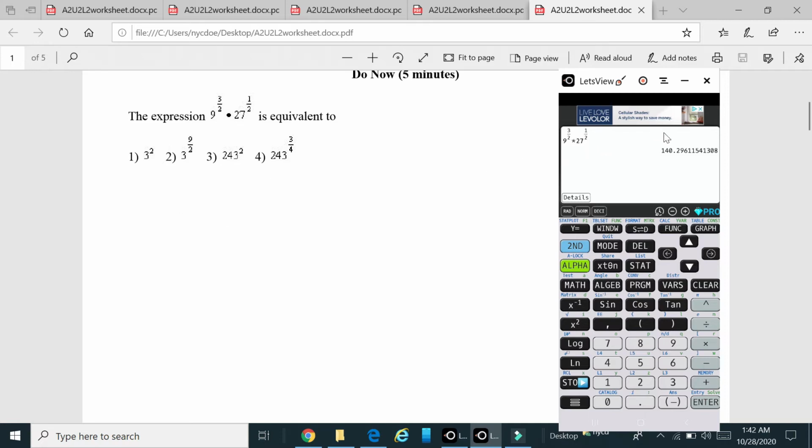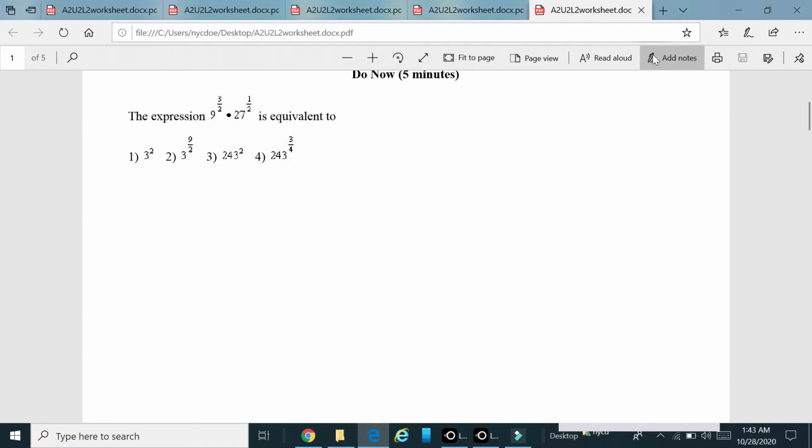So now I'm going to test all these answer choices. Whatever answer matches that 140.296 exactly has to be the answer. So I'm going to hit enter on the calculator, which is down here, and test my first answer choice. So I'm going to hit 3, and then I'm going to hit that little arrow up there, and then 2. Now I'm going to hit enter. It gives me 9. So that doesn't match the 140. So choice 1 is out.